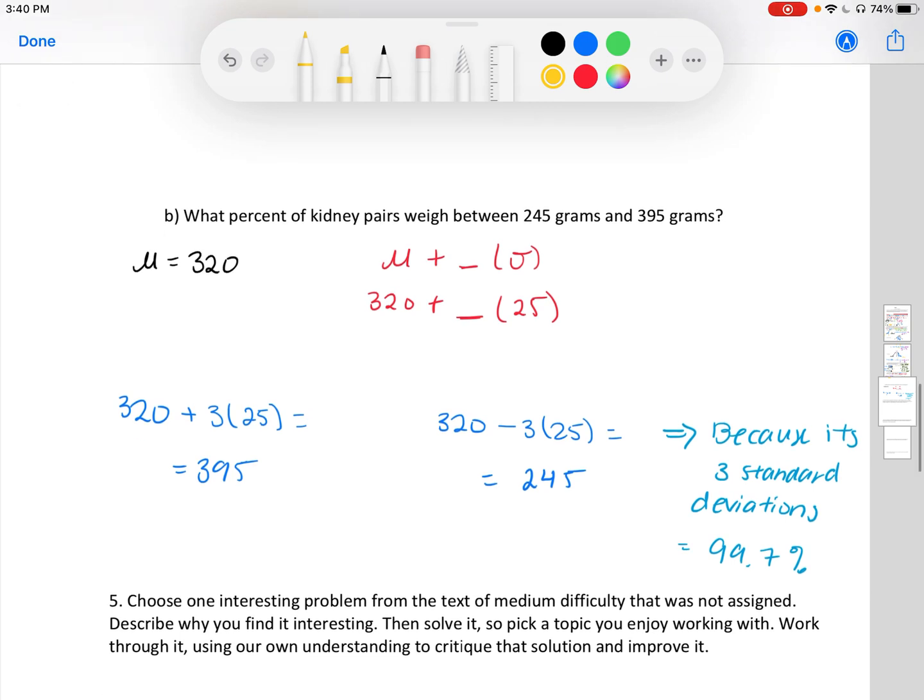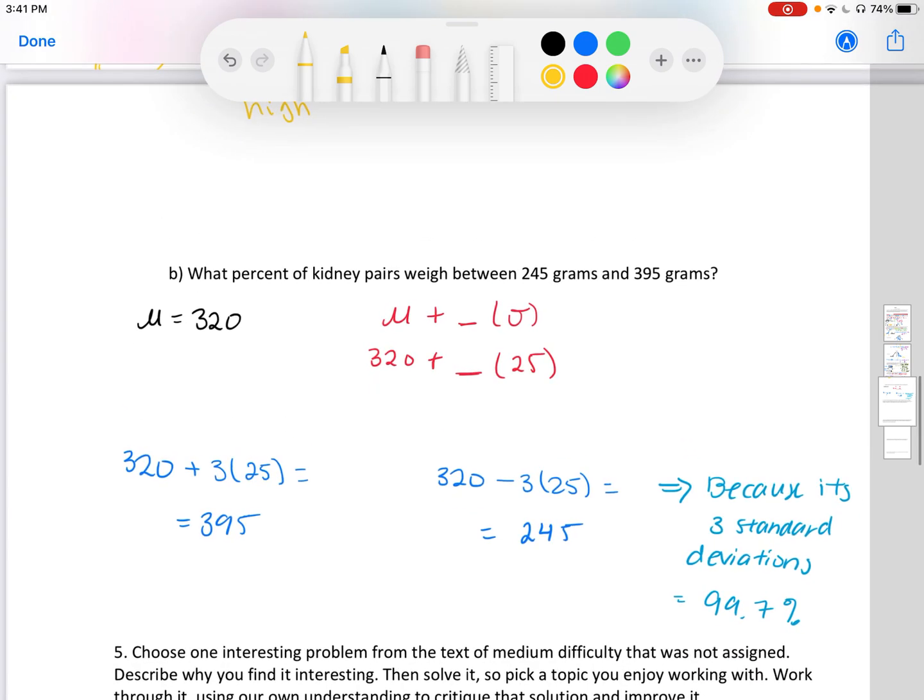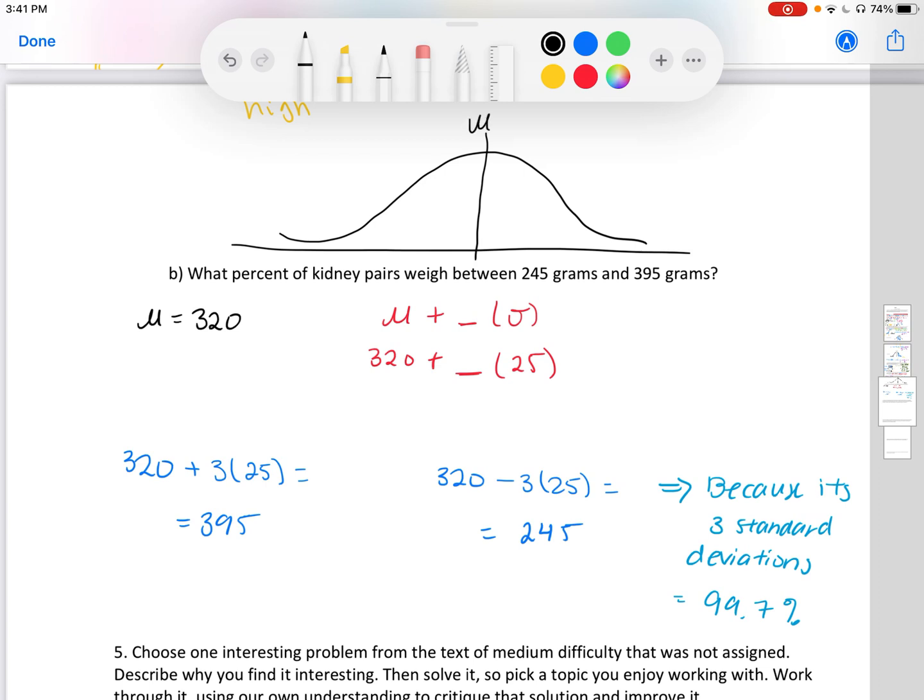B. What percent of kidneys weigh between 245 grams and 385 grams? And with this question, quite frankly, we're not too sure. So we're going to go ahead and draw a bell-shaped curve and keep track of the values. So we have our mean. We're going to add 1 standard deviation. We're going to add 2 standard deviations and add 3 standard deviations.